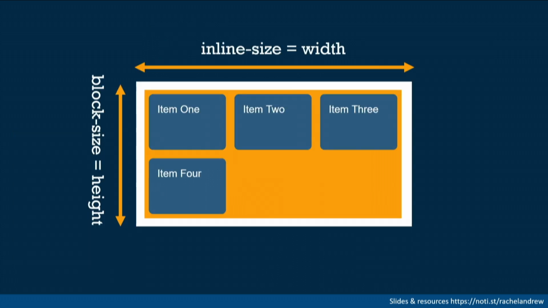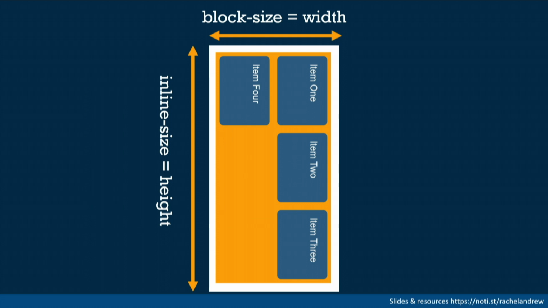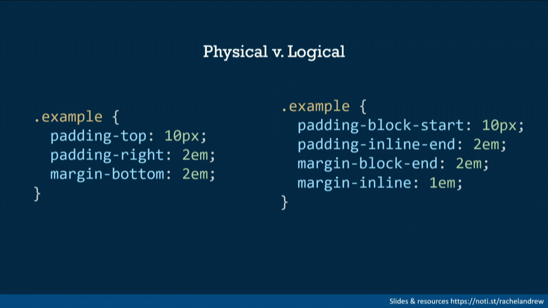And because we've already looked at block and inline, hopefully the names make a bit of sense. The block size property defines the size in the block dimension, which in a horizontal writing mode is height. The inline size property is the size in the inline dimension, which in a horizontal writing mode is width. Turn the grid on its side using writing mode, the block and inline dimensions change, and therefore inline size maps to height and block size to width. And then we've got mappings for everything else, for margins, for padding, and for border.